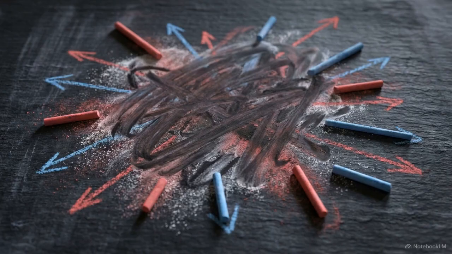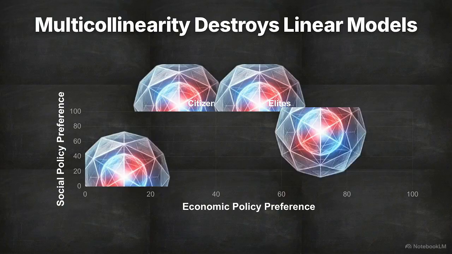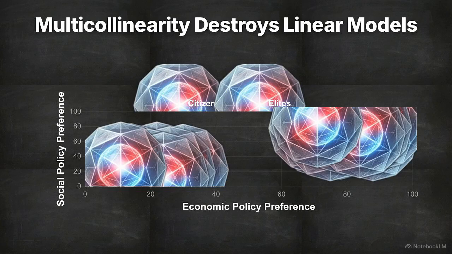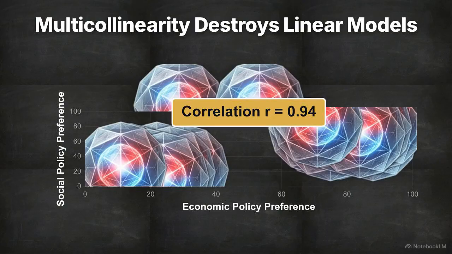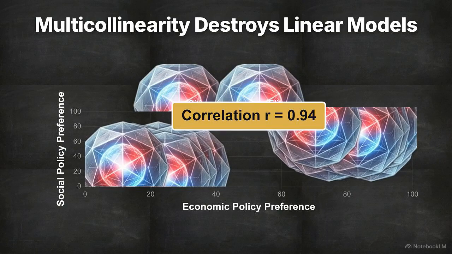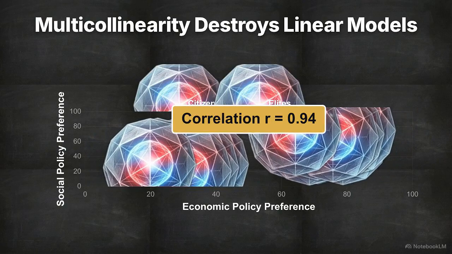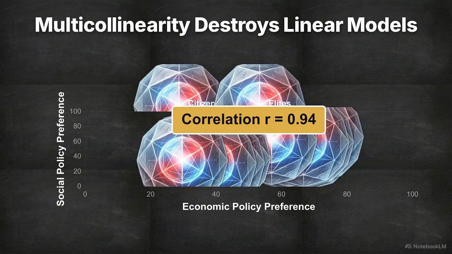To measure influence, political methodologists rely almost exclusively on a standard statistical tool, multivariate linear regression. Linear regression requires distinct data clusters to draw separate lines and isolate independent variance. But the Gilens dataset destroys this. Citizen and elite preferences correlate at a massive 0.94. This multicollinearity, sharing 94% of variance, causes regression coefficients to become completely unstable.